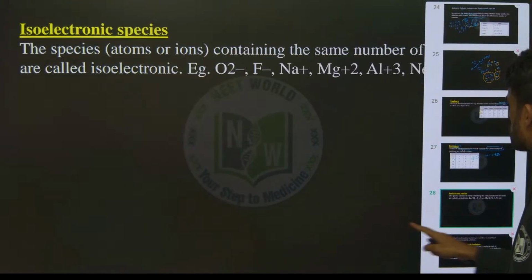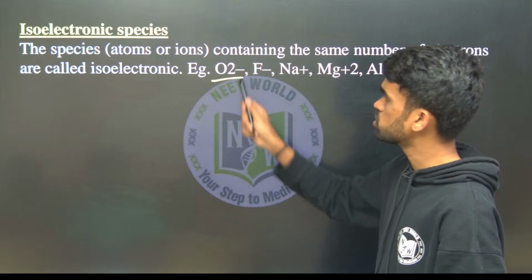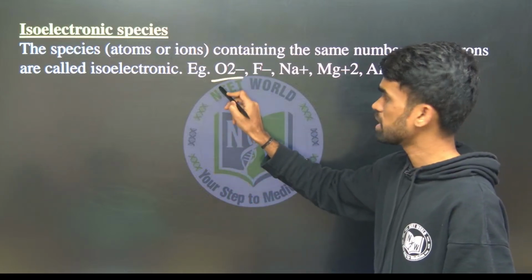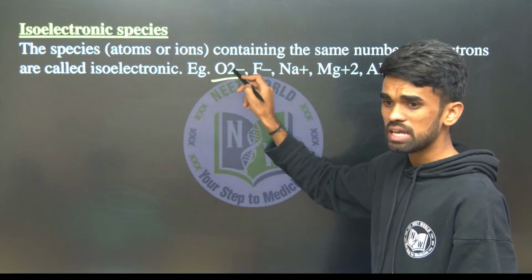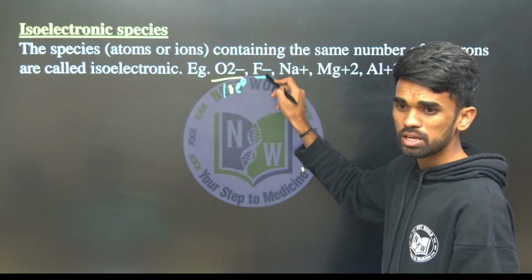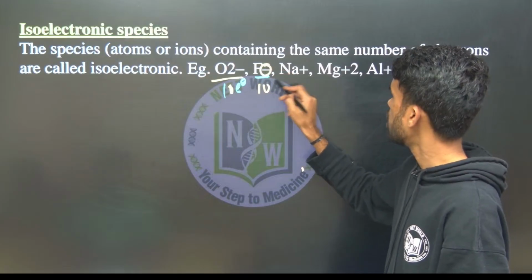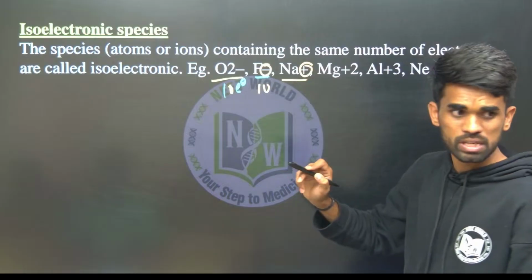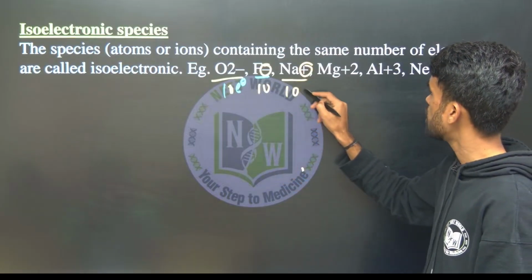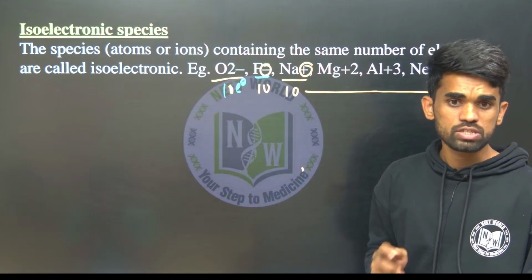Next, isoelectronic species means same number of electrons. For example, O minus 2, how many electrons are there? 10. Oxygen atomic number is 8. Minus 2 means add 2 more electrons, so it becomes 10 electrons. F atomic number is 9, minus 1 means add 1, so 10. Na plus: 11 minus 1, because plus 1 means remove 1 electron. So all these have the same number of electrons, so we can call them isoelectronic species.